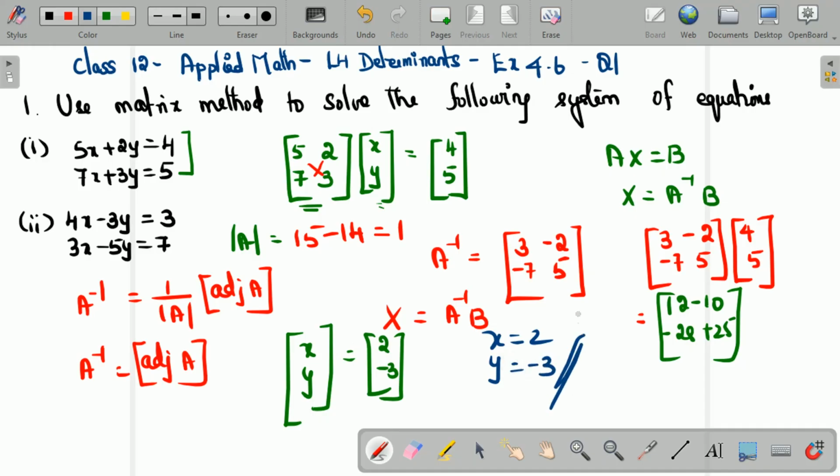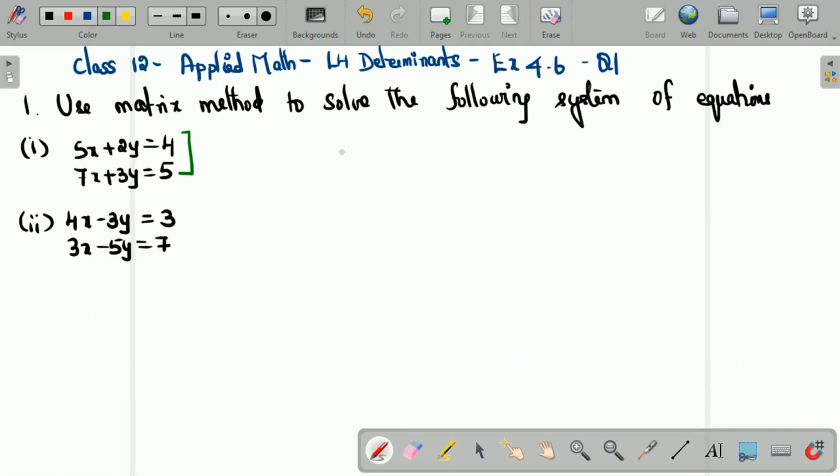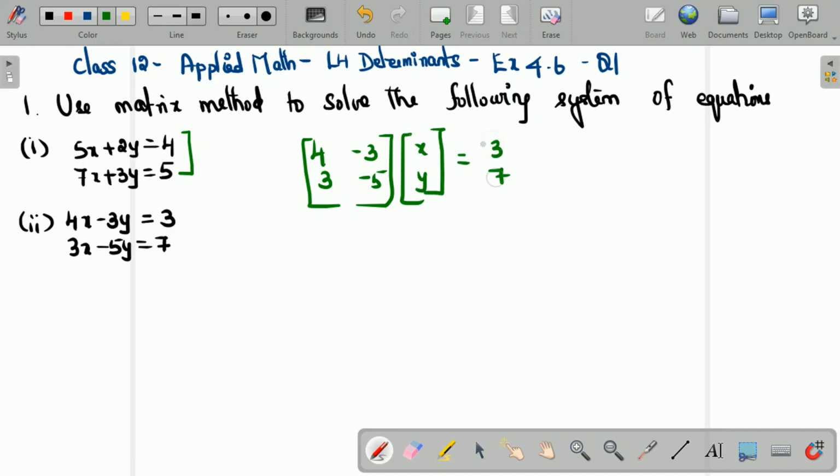Now let's look at the second subdivision. So the A matrix is going to be 4, minus 3, 3, minus 5. The X matrix is again XY and this B matrix is going to be 3, 7. Remember, AX is going to be equal to B. So we are supposed to find the inverse of this matrix.